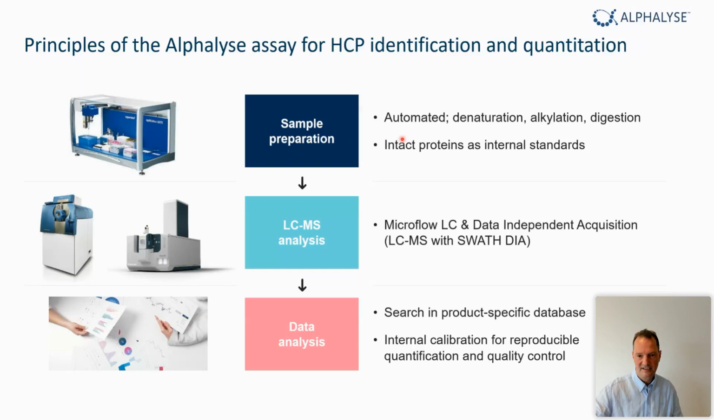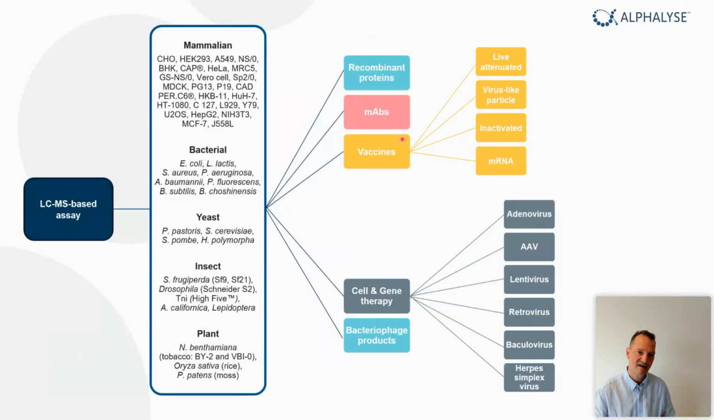So we have used this generic method the past 5 years and provide this as a service. So we have run lots and lots of projects and lots of different types of samples. We have listed some of them here. So you can see a variety of different expression systems, a variety of different drug types, from the most simple recombinant proteins to very complex cell and gene therapies, and also bacteriophage products. All this using the same analytical method and the same 7 standards.